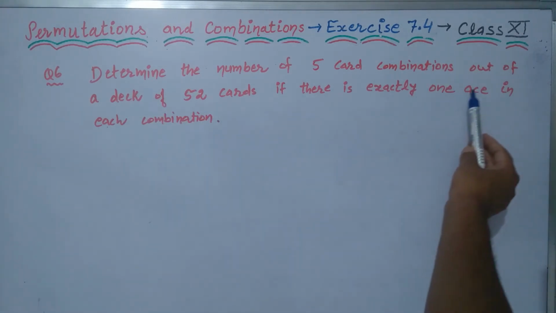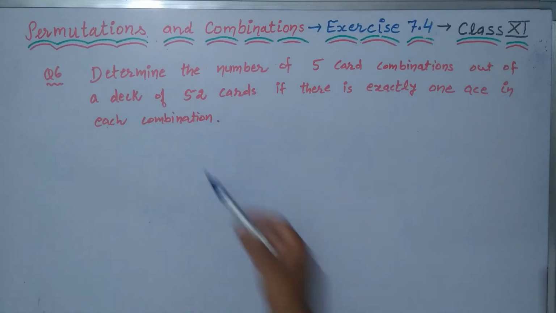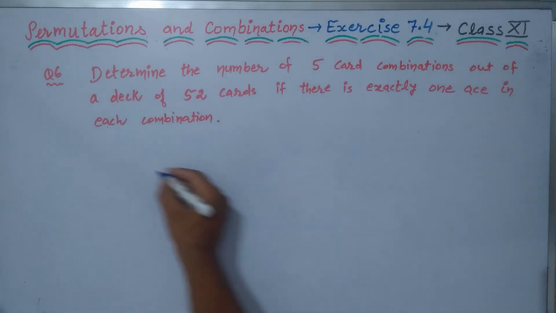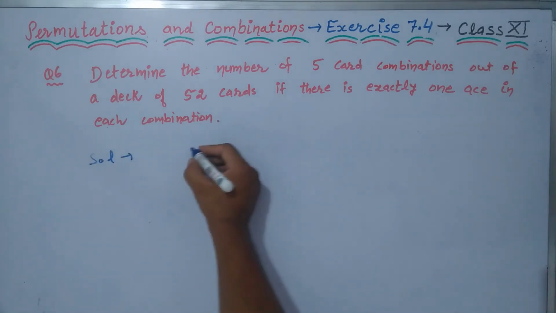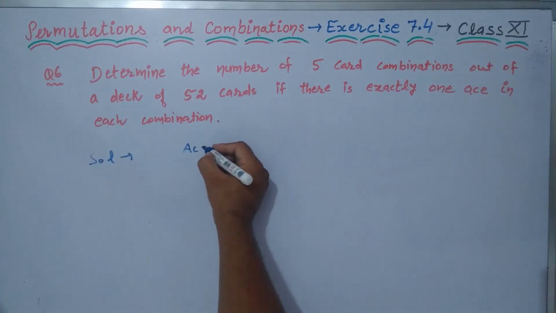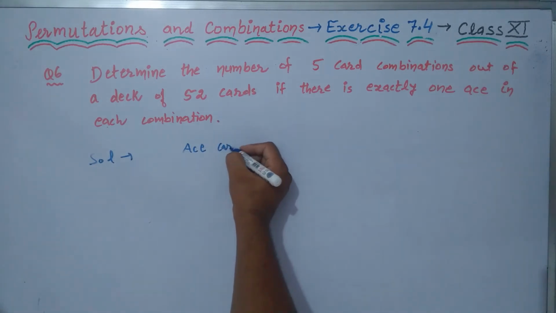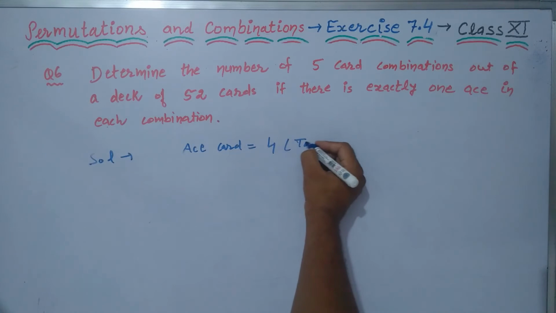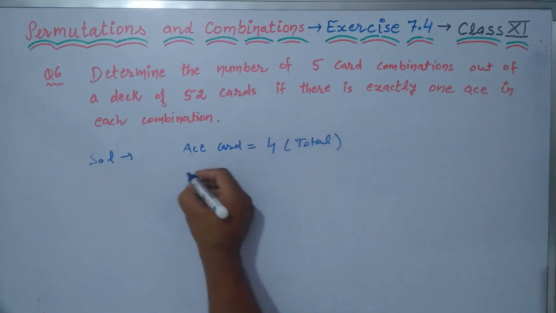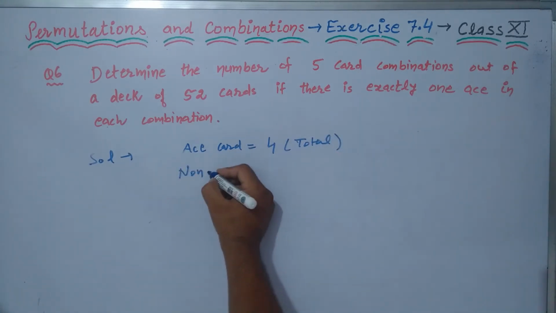Question number 6 is determine the number of 5 card combinations out of a deck of 52 cards if there is exactly one ace card in each combination. So first of all, my dear students, ace cards, total ace cards is equal to 4. Okay, next is non ace cards.